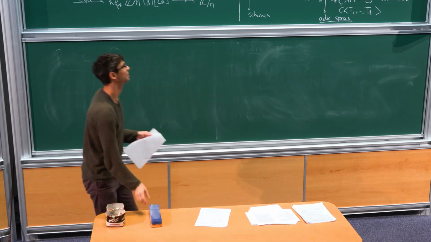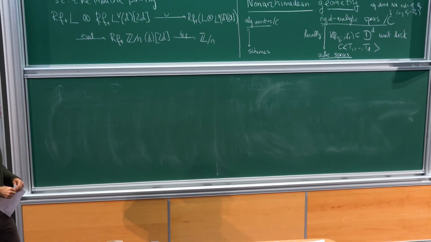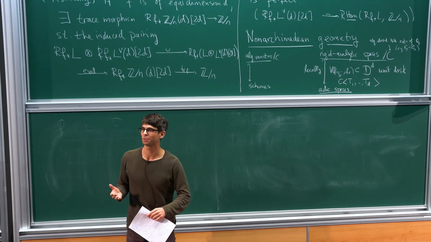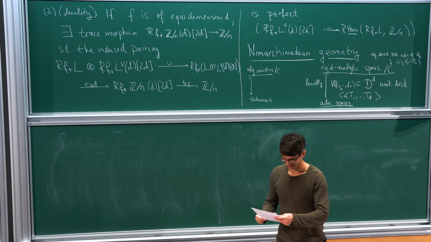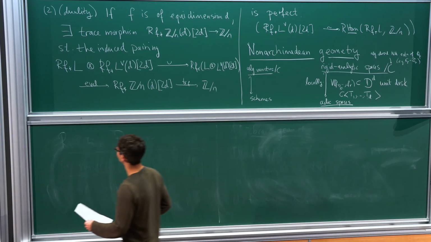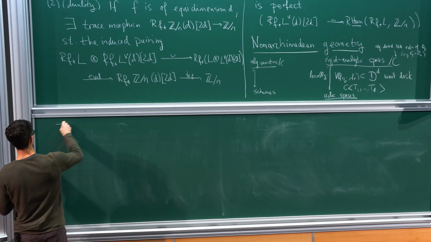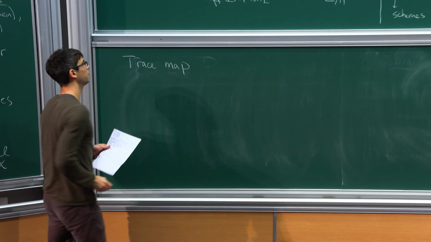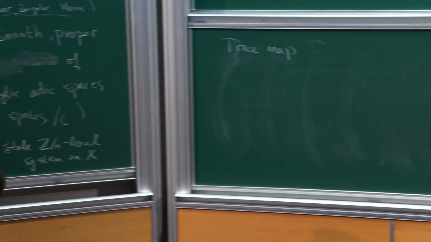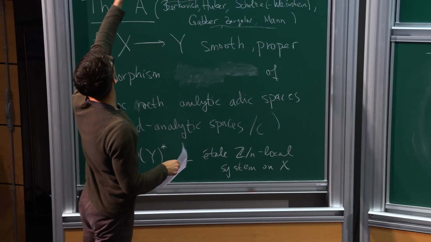Okay, I want to say something about how we prove these things, but before I do, are there any questions about the statements? Okay, then let me move on to some of the proofs. The first thing that I want to tell you about is how we construct this trace map that I mentioned over there.